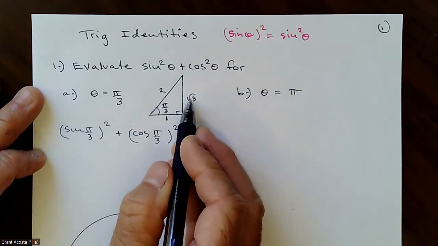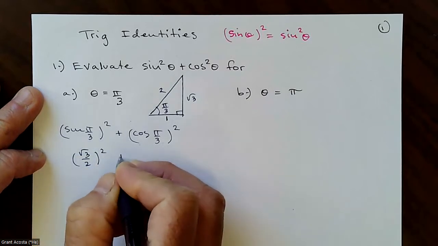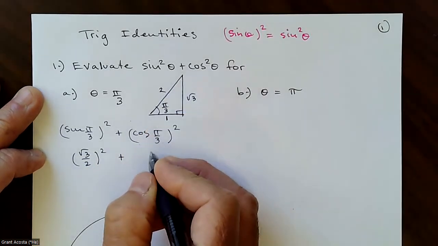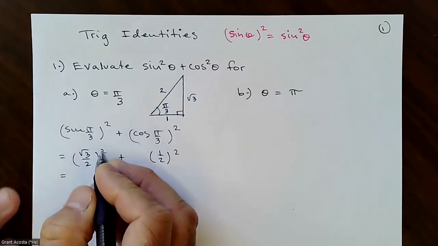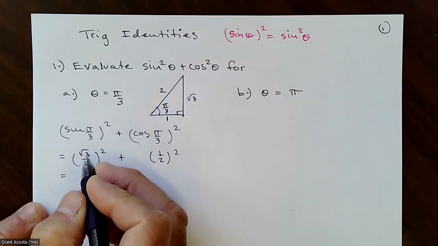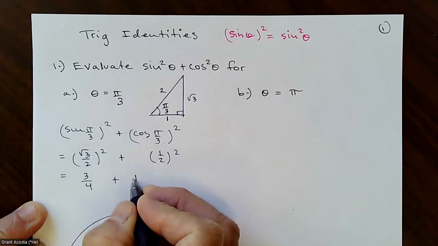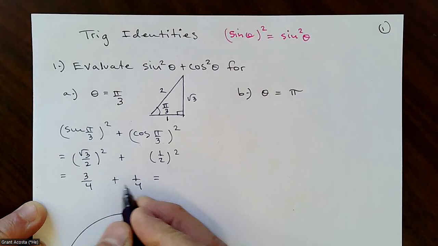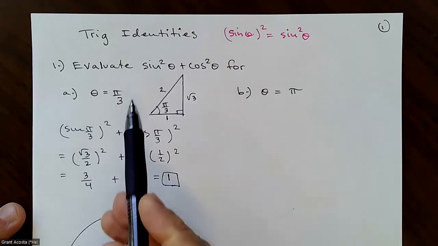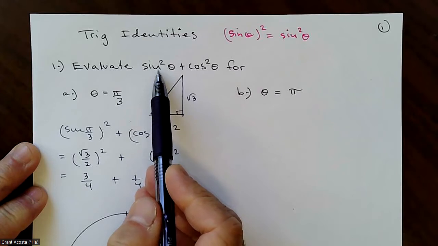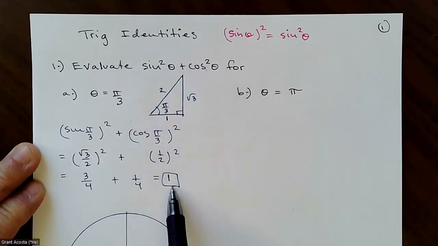Sine of pi over 3 is opposite over hypotenuse, so I get root 3 over 2 squared. Cosine is adjacent over hypotenuse, 1/2 squared. Root 3 over 2 squared is root 3 times root 3, which is 3, over 2 times 2, which is 4. So that's 3/4 plus 1/4, which gives me 4/4 or just 1. So it turns out for theta equals pi over 3, sine squared of pi over 3 plus cosine squared of pi over 3 adds up to 1.